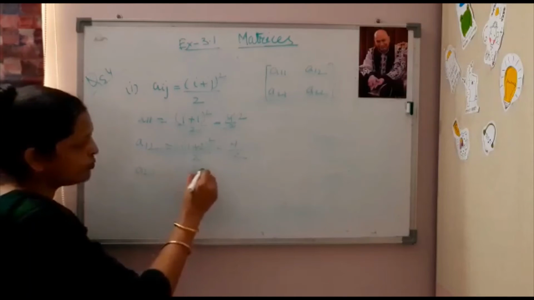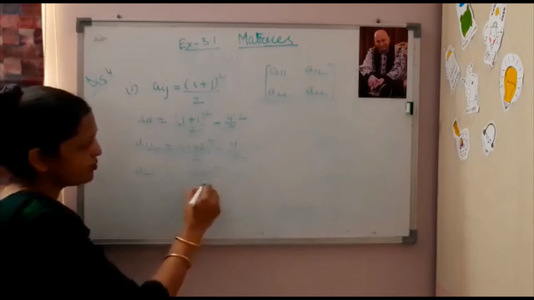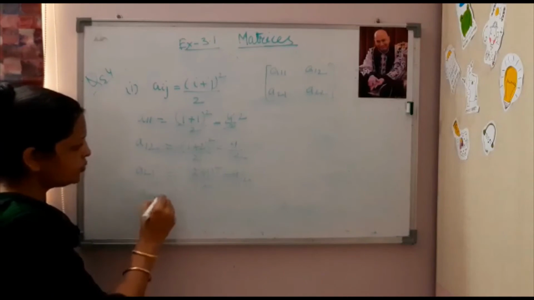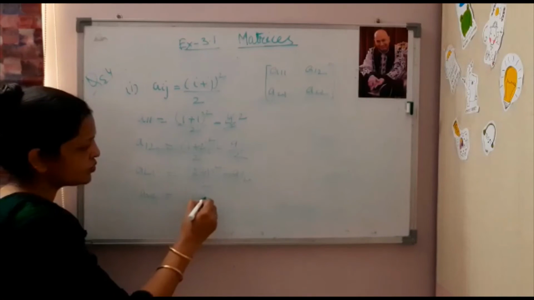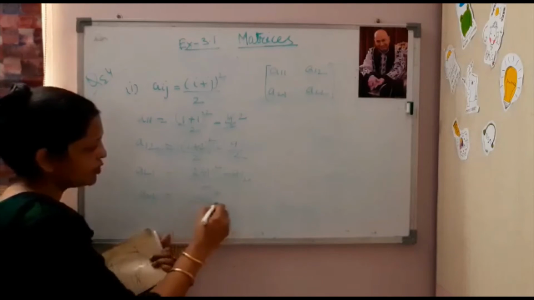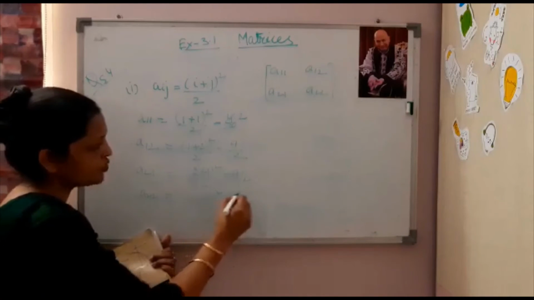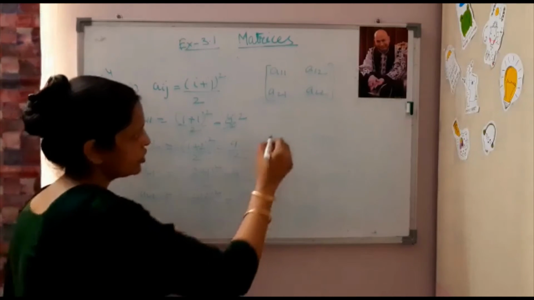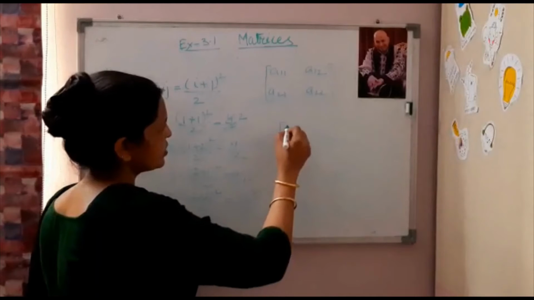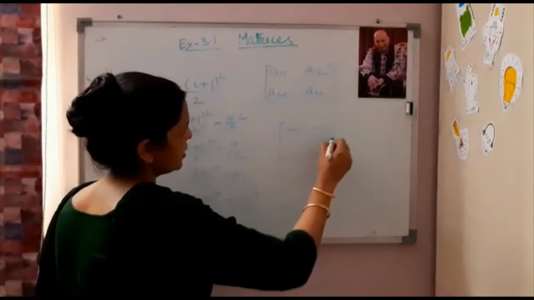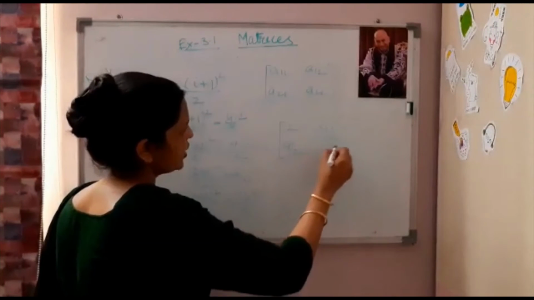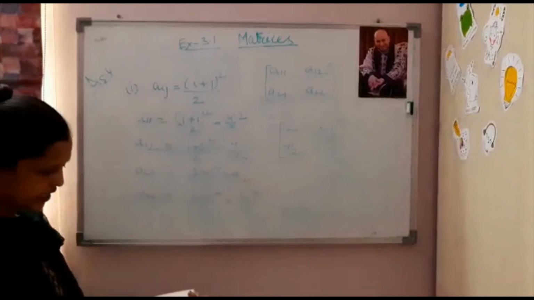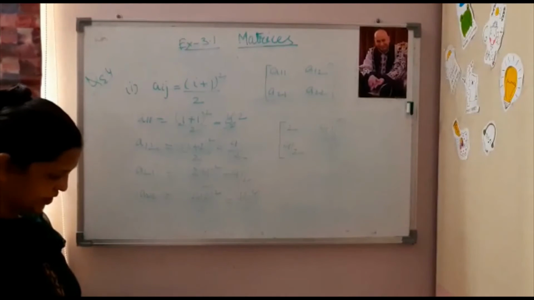A21. 2 plus 1 का square upon में 2, that is again 9/2. A22, that is 2 plus 2 का square upon में 2, that is 2 plus 2, 4 का square is 16/2 comes out to be 8. So if you will write the matrix, it comes out to be 2, 9/2, 9/2 and 8. This is your matrix, right? So by that you can find any of the matrix, right?